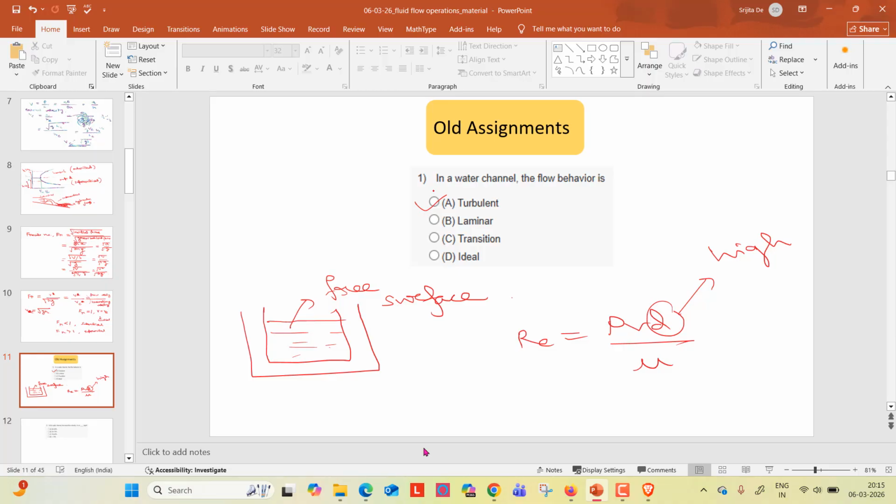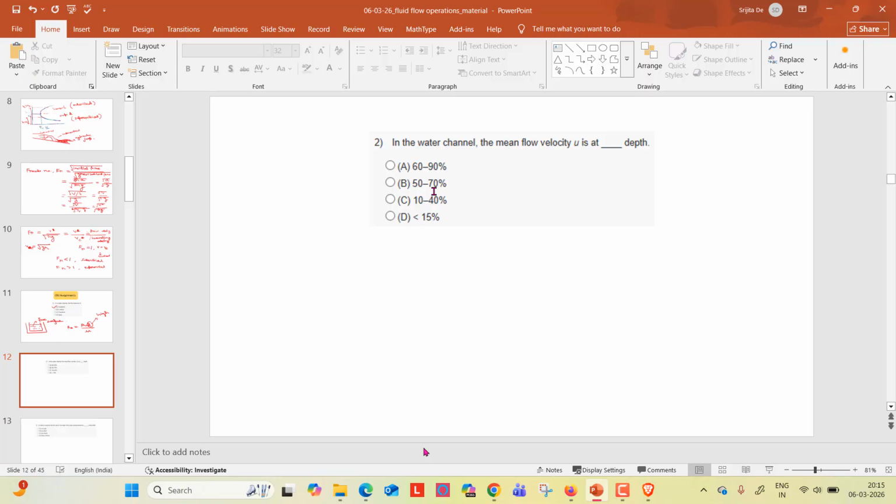Next. In the water channel, the mean velocity u is at what depth? So in the lecture notes, it is given that the mean velocity u is at 50 to 70% depth because of the friction and bed resistance.